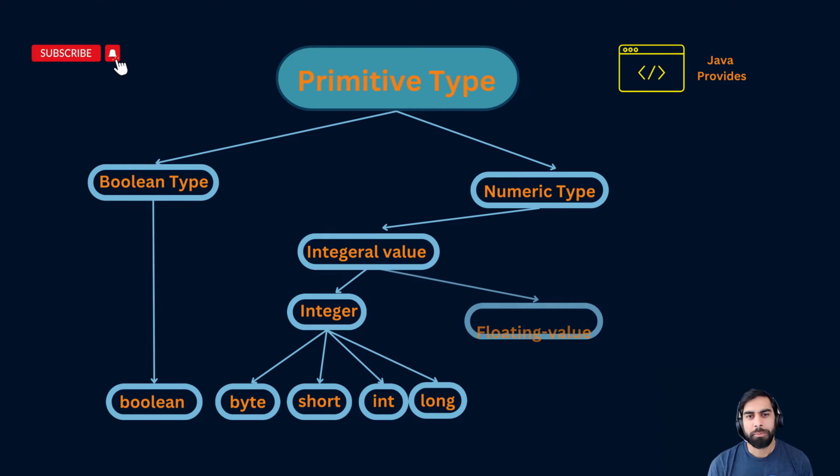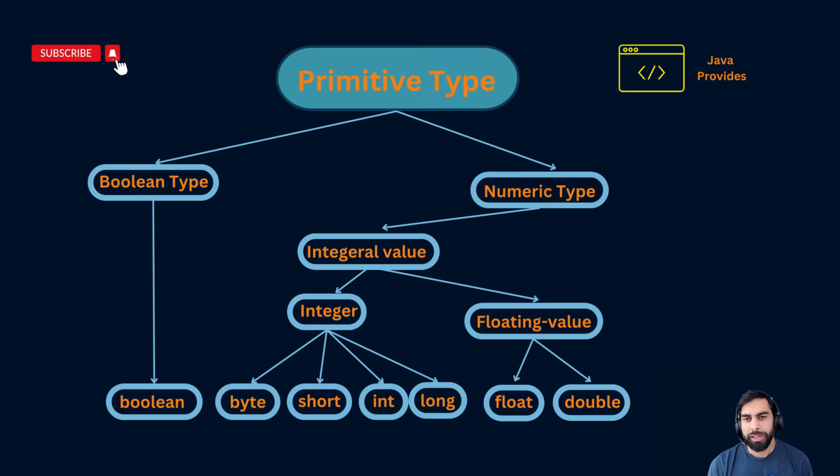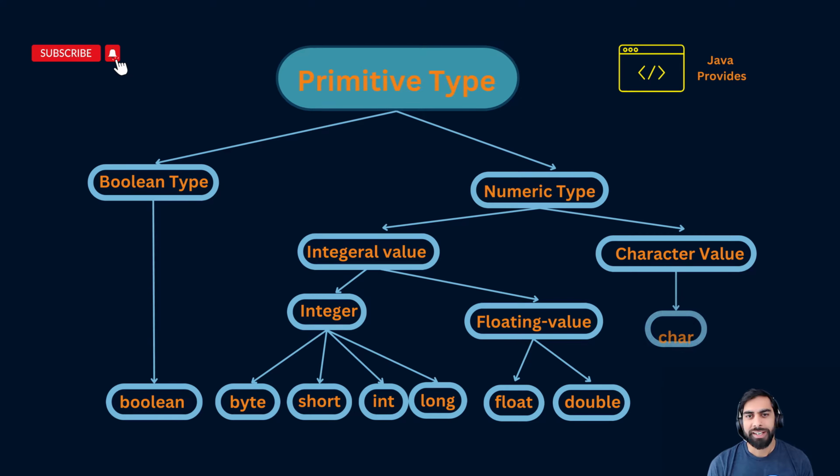The next group is the floating point number group that includes float and double. Float can store a floating point number up to 6 decimal places and uses 4 bytes of memory. A double can store a floating point number up to a maximum of 15 decimal places with 8 bytes. Last is character. This group represents char, which represents symbols in a character set like letters and numbers. It uses 2 bytes of memory.